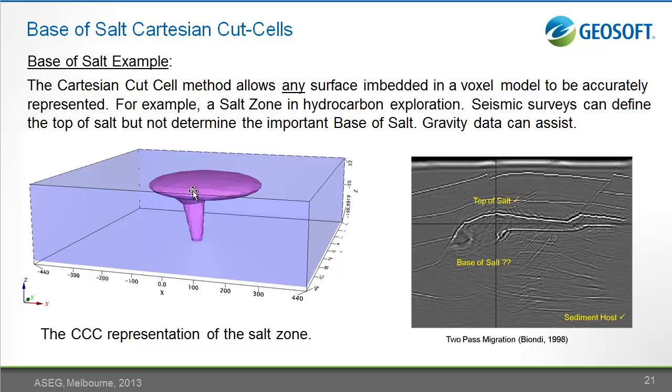So here on the left I'm showing a simulated salt body, basically a cap of salt, and it has a root or keel of salt coming up. The question is, if I know this top of salt, can I use, for example, gravity to help us determine what the nature of the salt is below this salt surface?